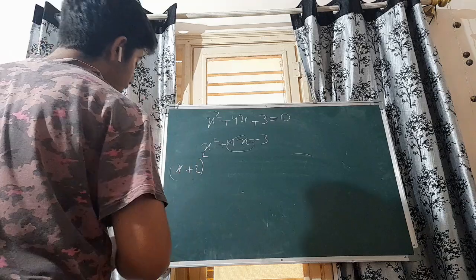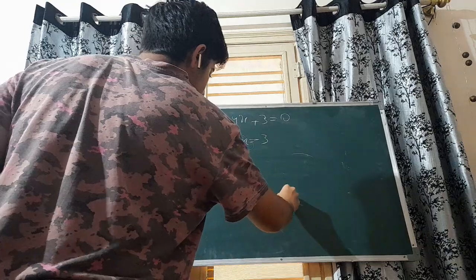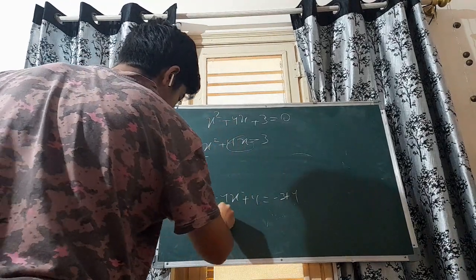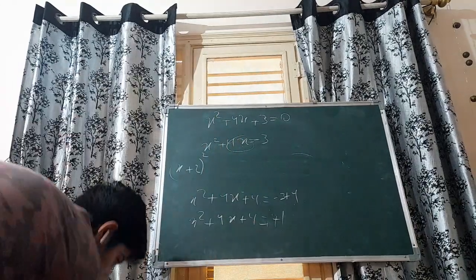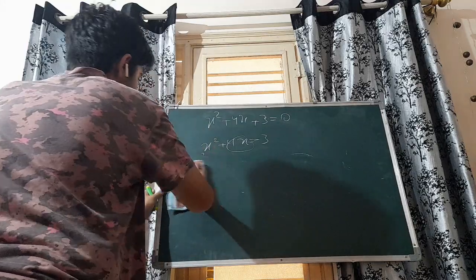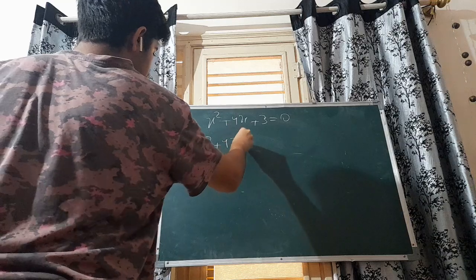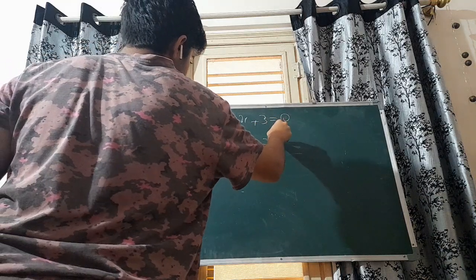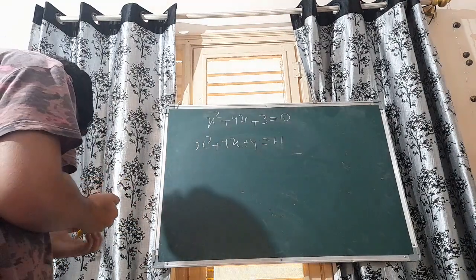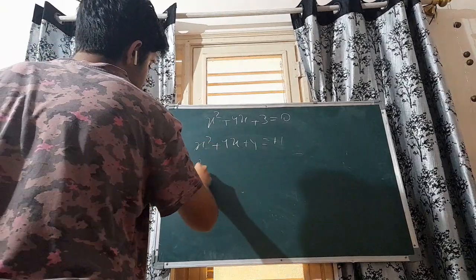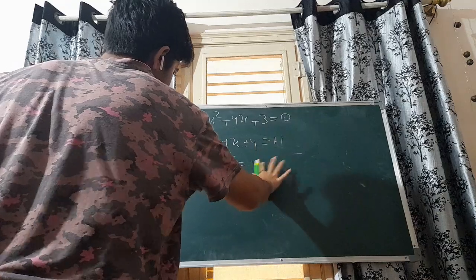So b square is nothing but 2 square, which gives x square plus 4x plus 4 equals minus 3 plus 4. So x square plus 4x plus 4 equals positive 1. Just remember this equation: x square plus 4x plus 4 equals positive 1. Now we can write this as (x plus 2) whole square equals 1. You don't need to write the positive sign.